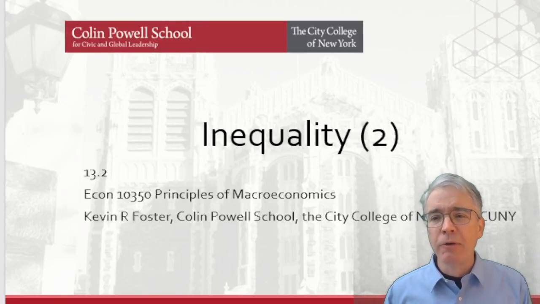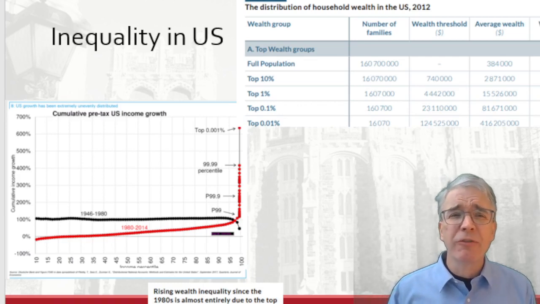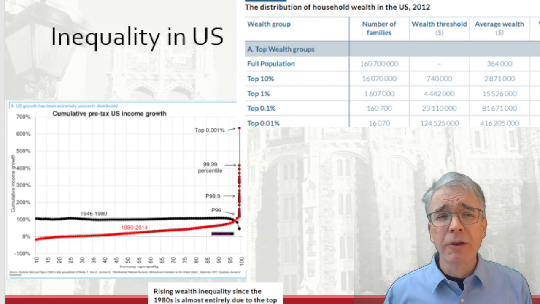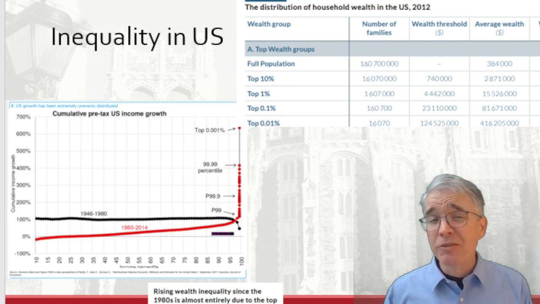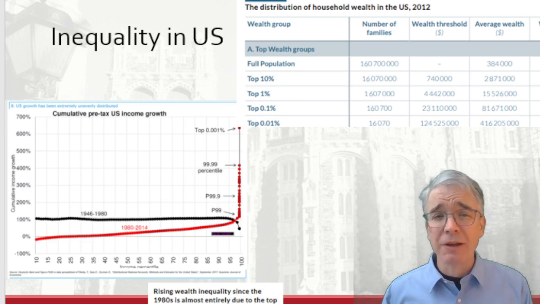We'll keep talking about inequality. Returning to the US, we show a similar graph of income growth where the horizontal axis is the percentages of the distribution. That black line there is the period from 1946 to 1980, showing that income growth was quite even across most levels. The very richest actually got a little bit less. That changed, however, and in later times growth has been much more uneven.